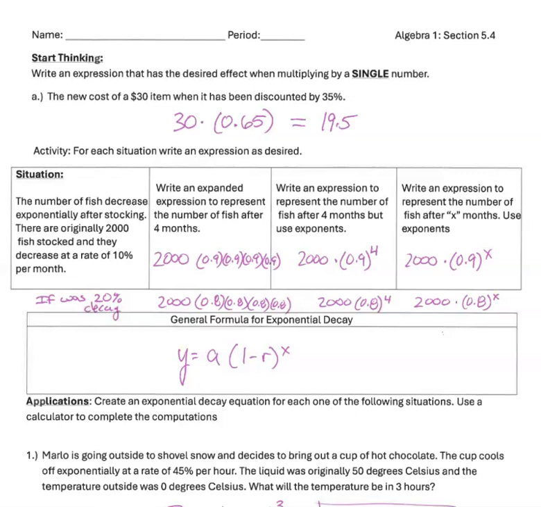Now, exponential growth is a little bit more intuitive, meaning 20% growth, it makes sense that it would be 1.2 because you have your 100% and then an extra 20. But this gets really confusing because a lot of students think, oh, 35%, that's 0.35. But that just doesn't make sense because if you take 30 and you multiply by 0.35, you have barely anything left. And we know 35% decrease means that you still have more than 50%. So it just doesn't make sense to be multiplying by 0.35.